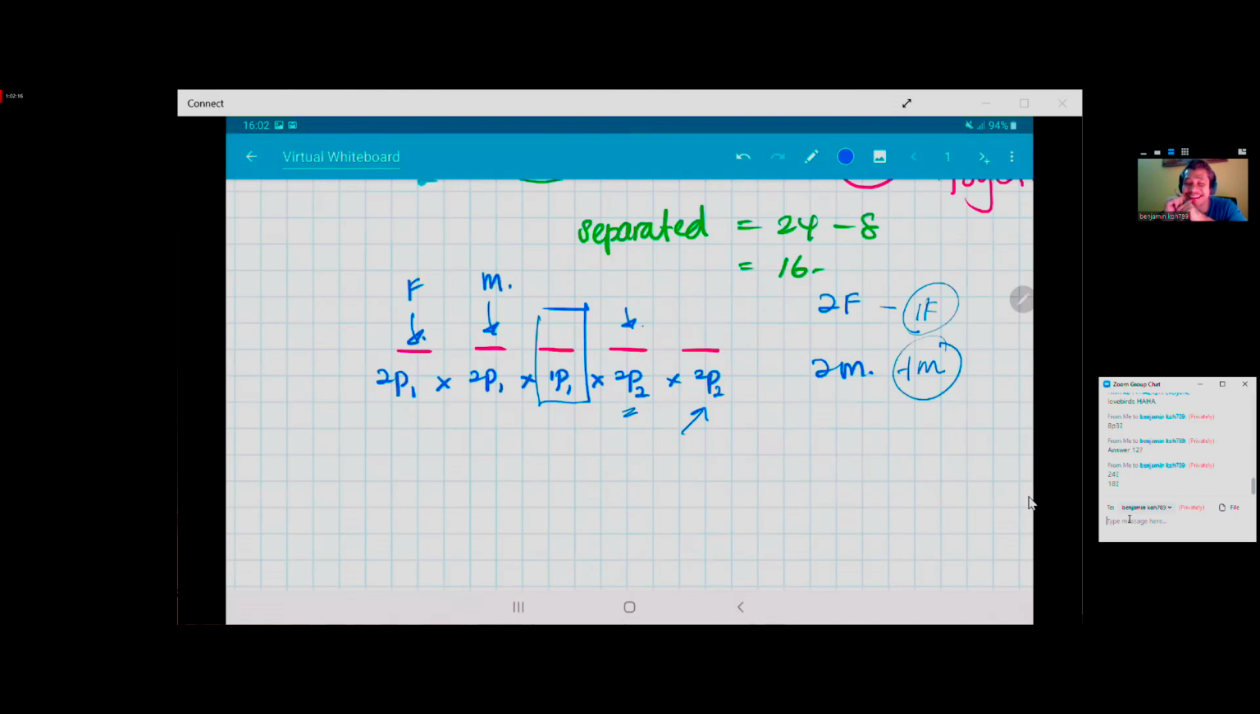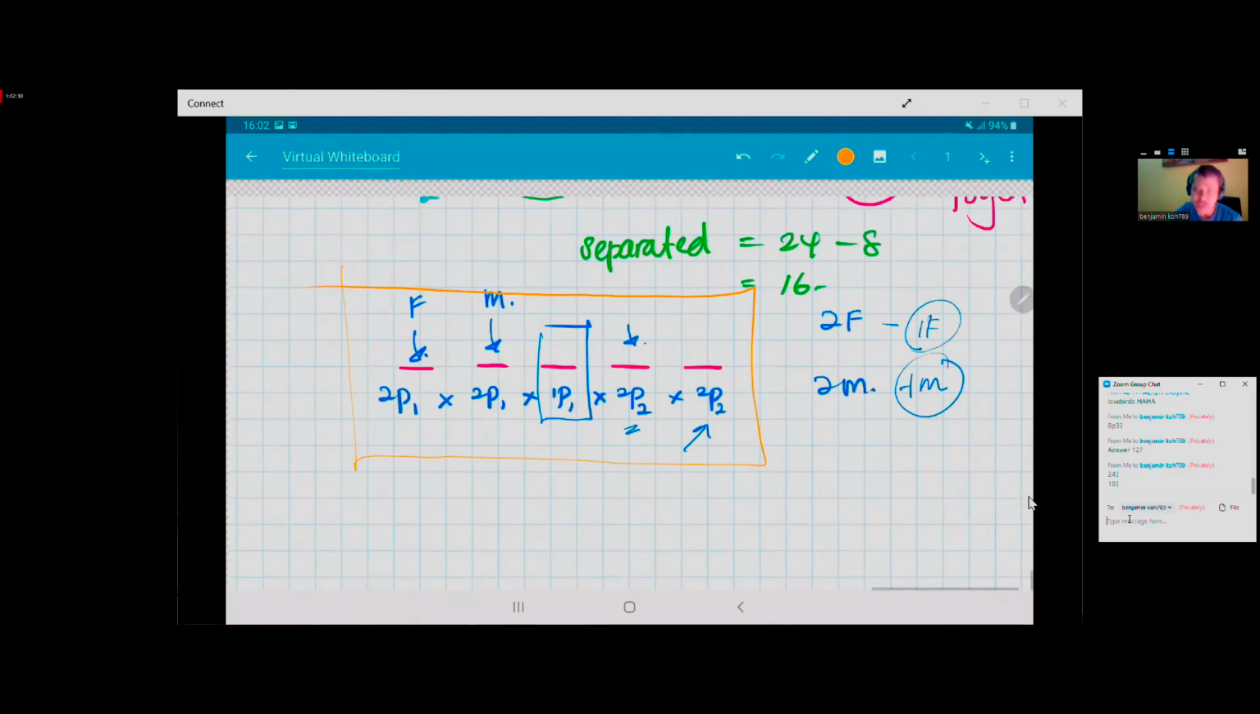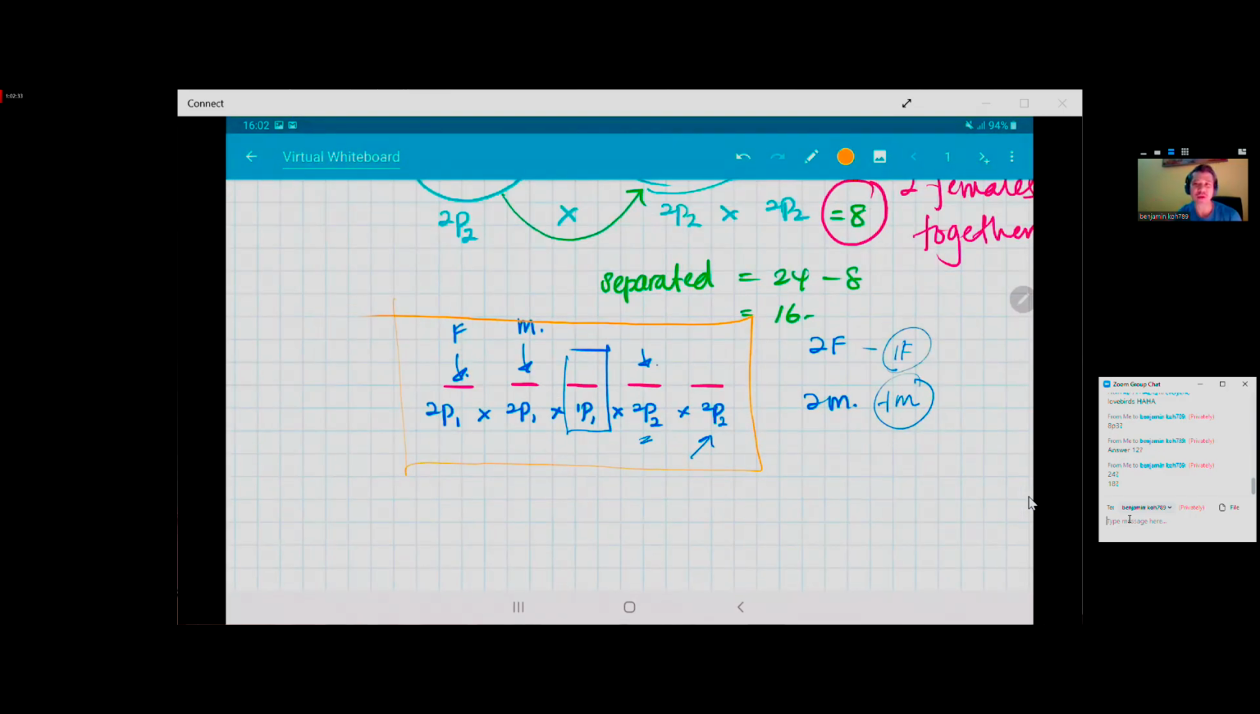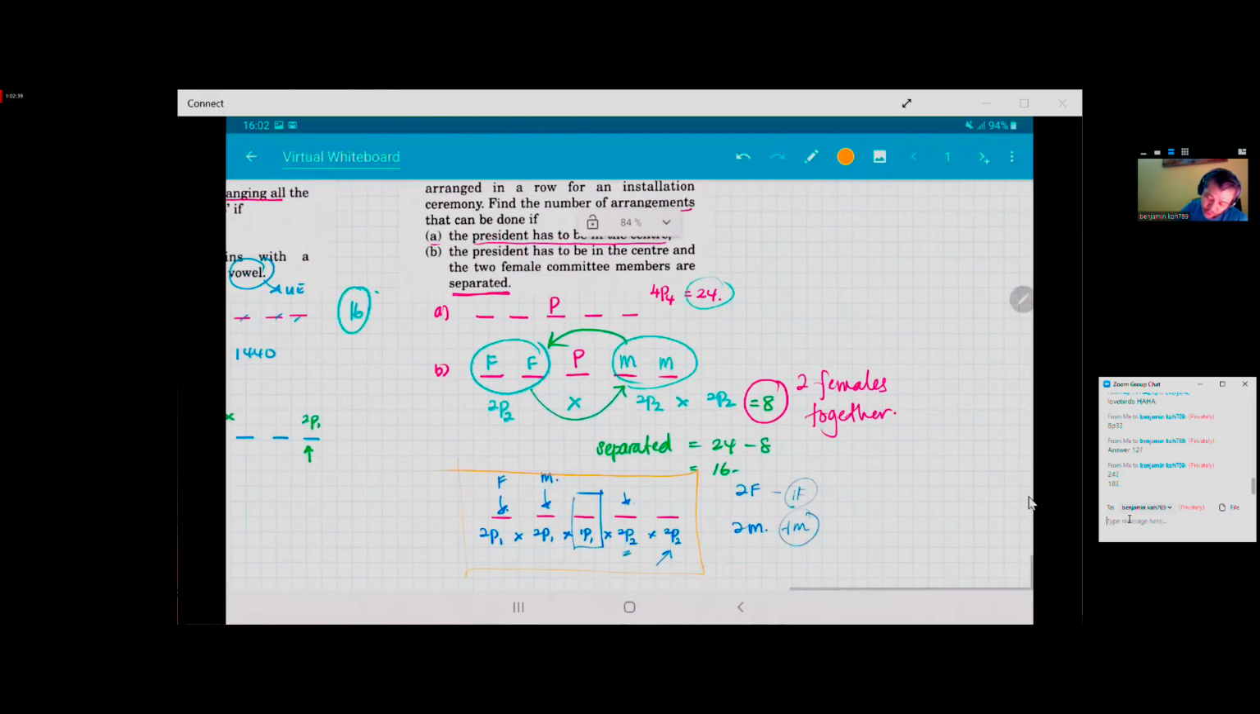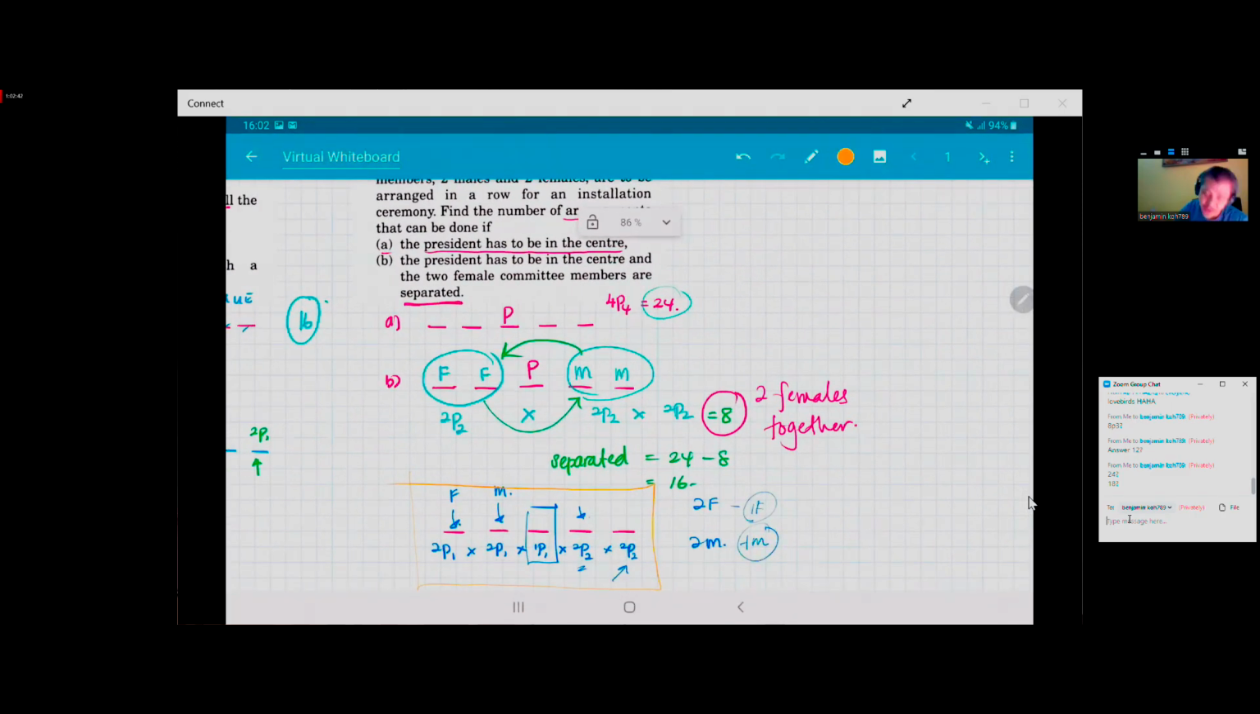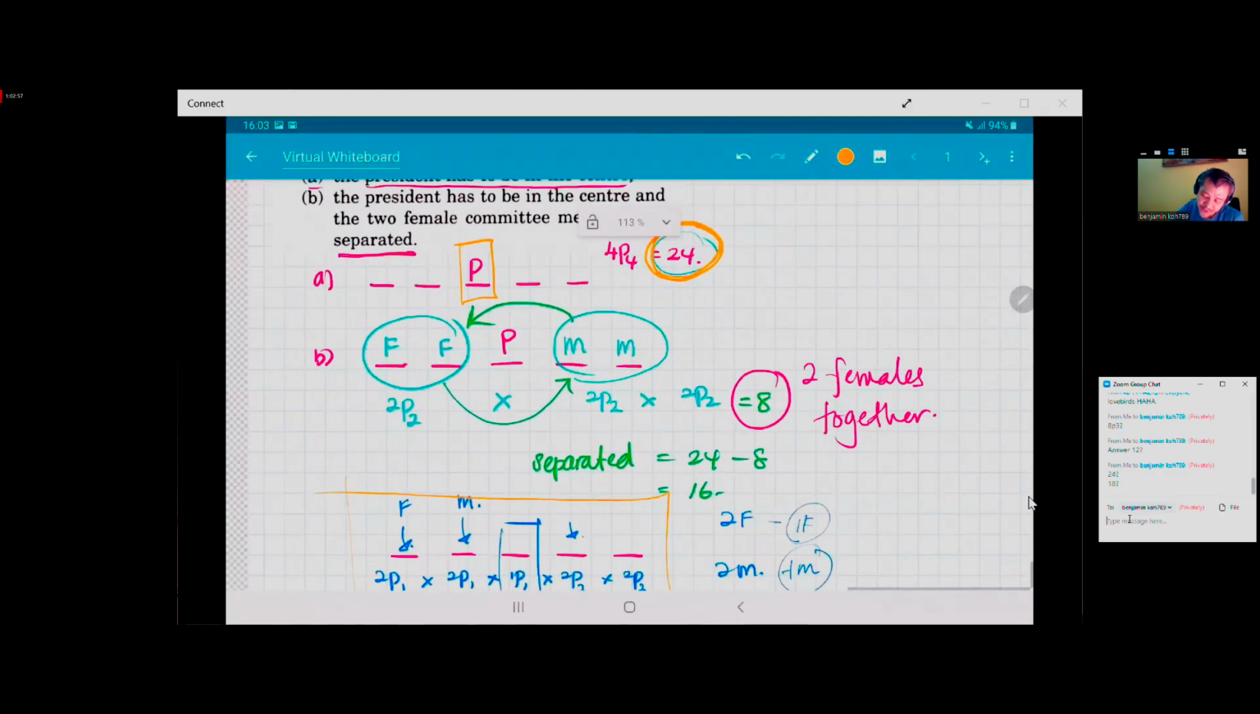I would not recommend this method because it can be a little bit confusing. Let's look at the first method again. The only problem is this question is only unique like this because you've got male and female. So I repeat. We know that 24 is the total number of all the arrangements as long as the president is in the middle. What they want you to do is count the easy way, which is by subtracting. Once again, it's not that complicated.